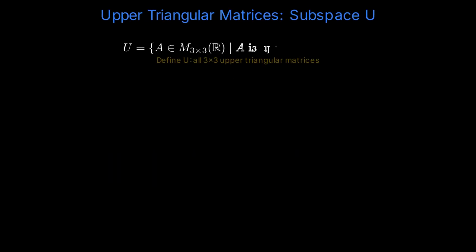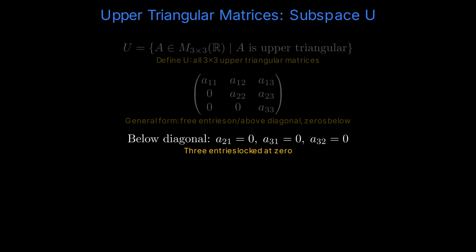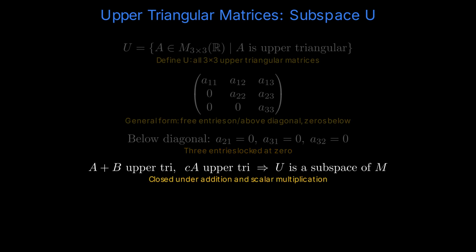Next, let U be the set of all 3 by 3 upper triangular matrices, meaning every entry below the main diagonal is 0. Adding two upper triangular matrices preserves the zeros below the diagonal, and scalar multiples do too, so U is a subspace of M.